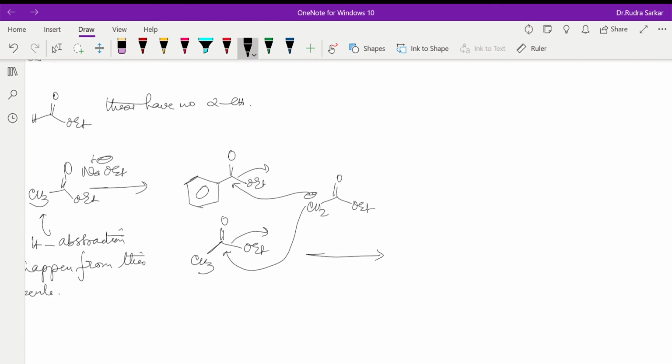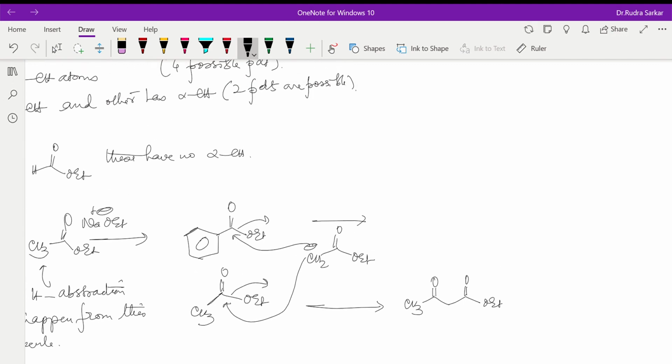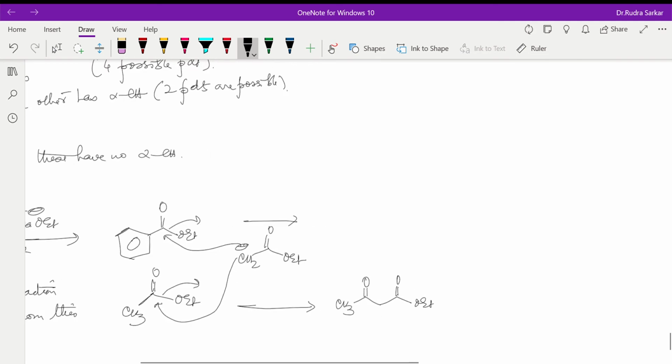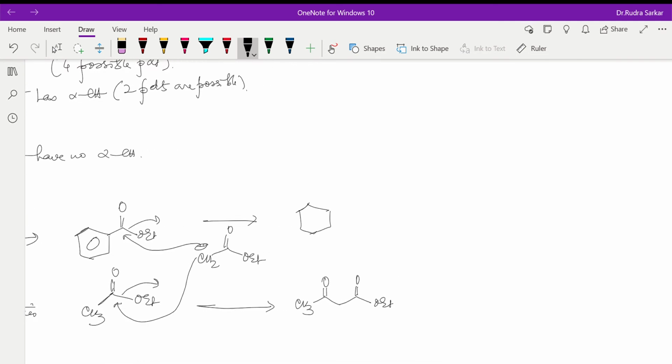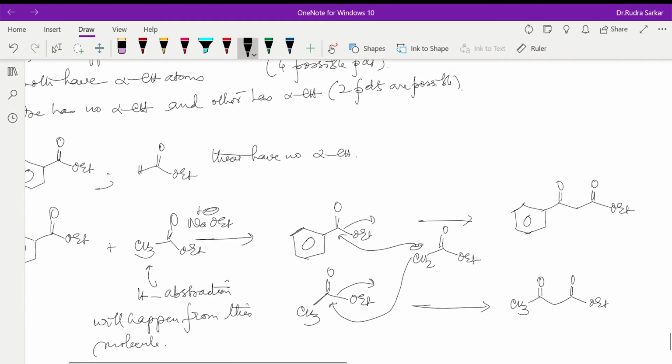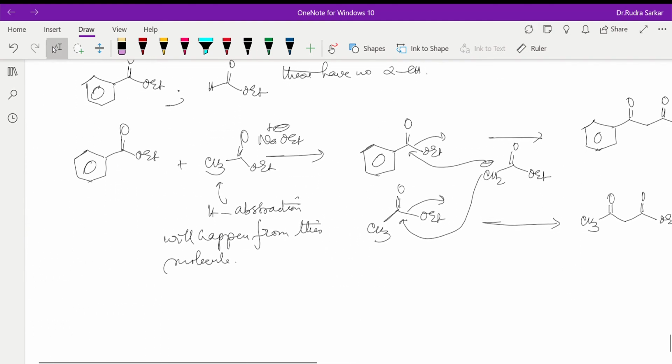So when two same molecules combine, then as we have discussed before, we will be getting ethyl acetoacetate. But when two different ester molecules combine, now the product here will be something like this. Okay, so we can see now two different products are forming.